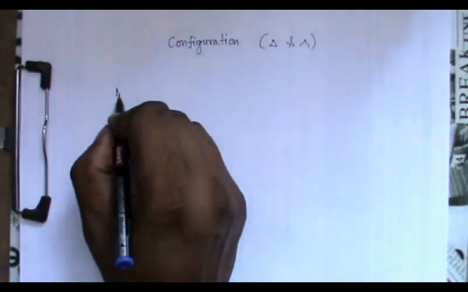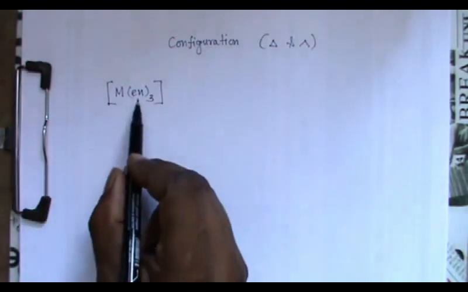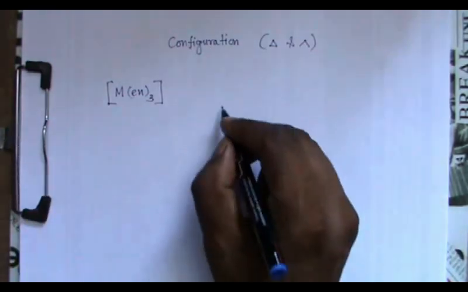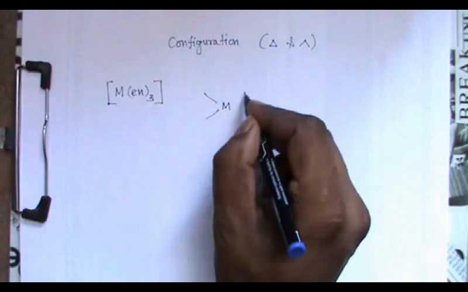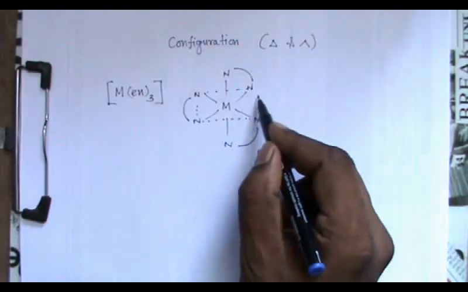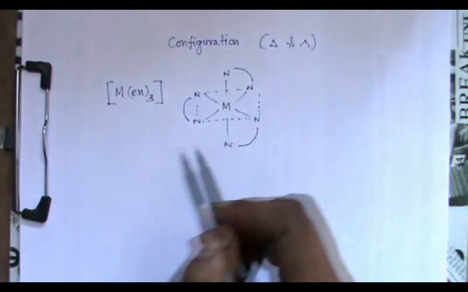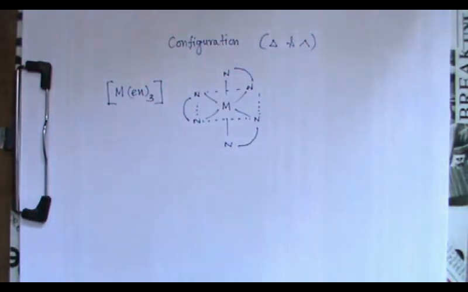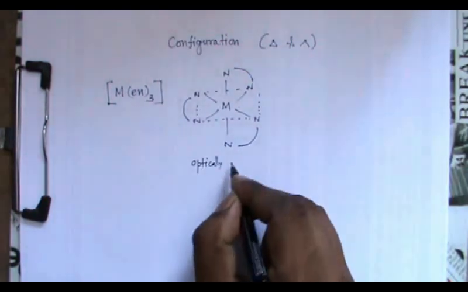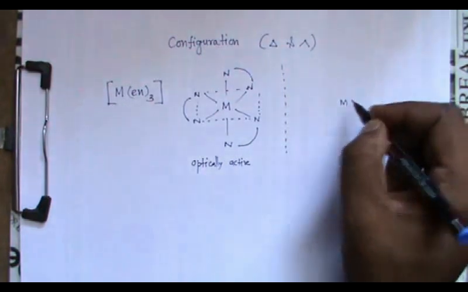First, let us take a metal complex like this. Ethylenediamine is a bidentate ligand. The structure will be like this. This plane is perpendicular to the plane of the paper. This line is the plane of the paper. This complex has no plane of symmetry and no center of inversion. Because of that, this is optically active. This will be one enantiomer. The mirror image will be another one.